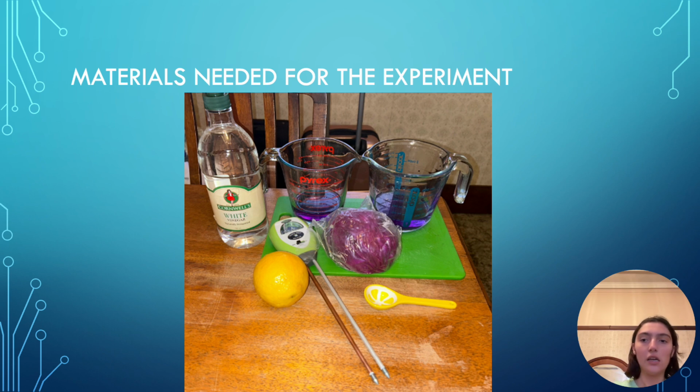The materials needed in order to carry out this experiment consisted of white vinegar, a lemon, a digital pH meter in order to measure the pH level before adding acidic properties and after, 2 separate measuring cups to fill about 250 ml of cabbage water in each, half a red cabbage, and a teaspoon to measure the ingredients.